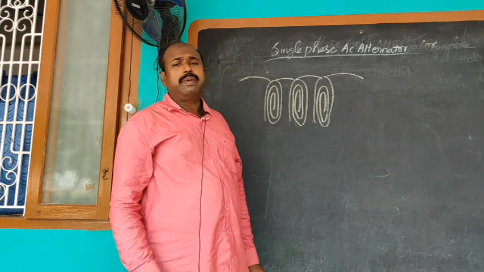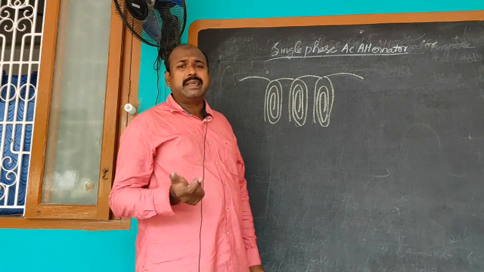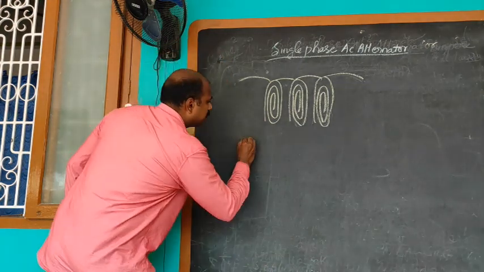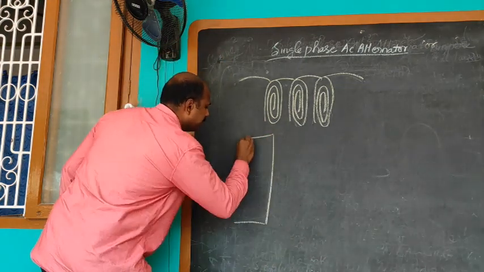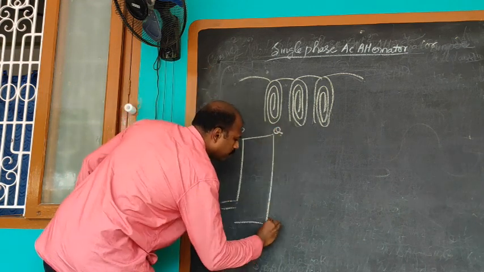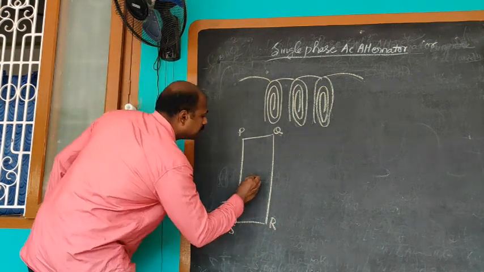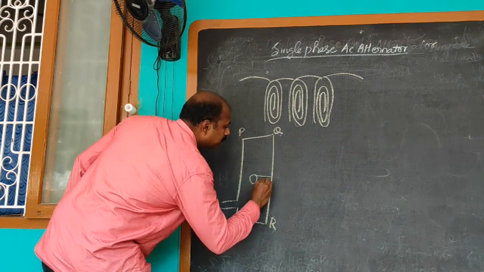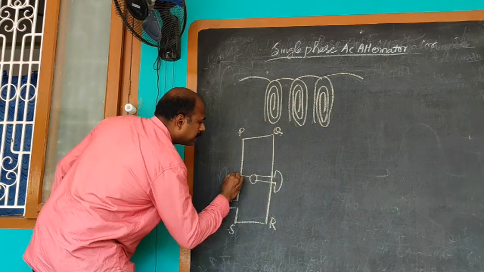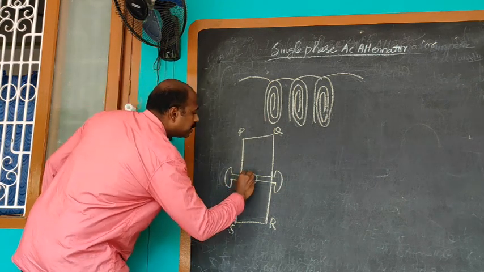In the simplified version of a single phase AC alternator, we can use a single turn rectangular loop PQRS. It is a simplified version, so that is why we are taking a single turn coil PQRS. And this is the field magnet. The field magnet is made to rotate.